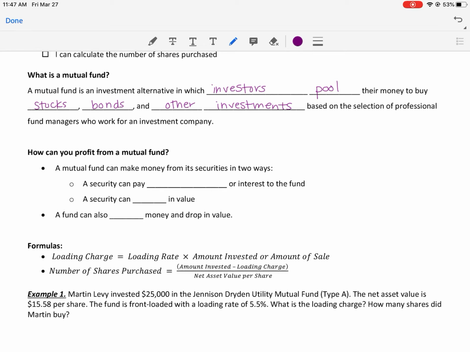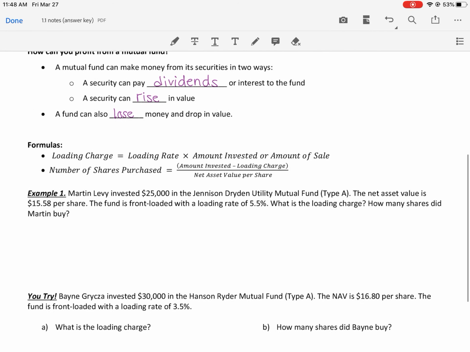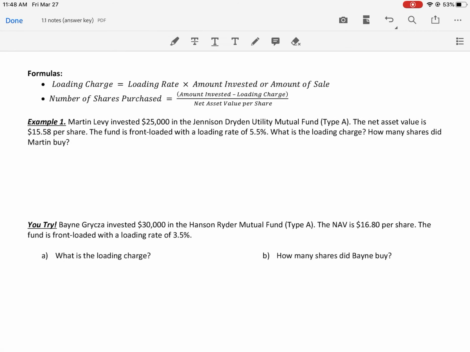How can you profit from a mutual fund? You can make money from its securities, its investments, in two ways. A security can pay dividends, similar to what we have with our stocks, or interest to the fund, putting the money back into making more investments, or the security can rise in value. So you can make money, but is it also possible you can lose money? Sure enough, a fund can also lose money and drop in value. So just another type of investment. This one is maybe a little bit more diversified than some of the others we've looked at. So we're going to just look at buying mutual funds.